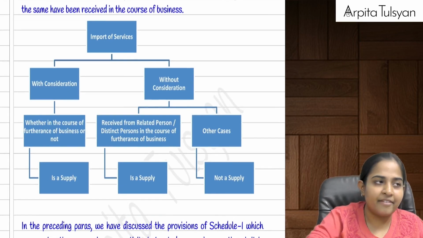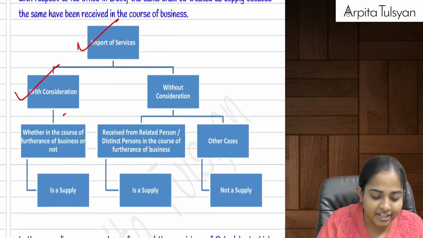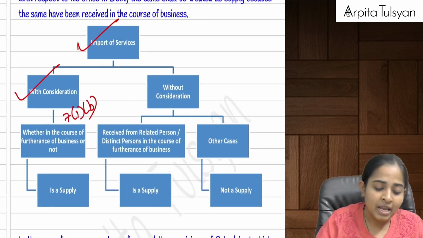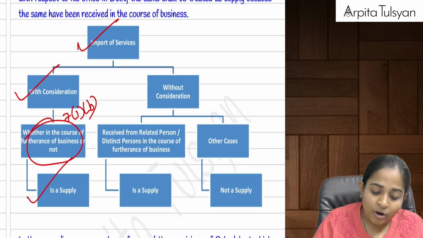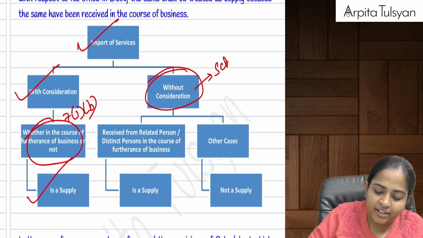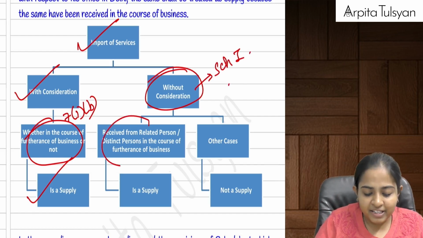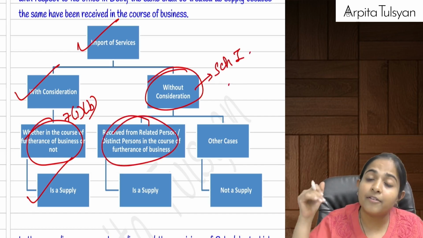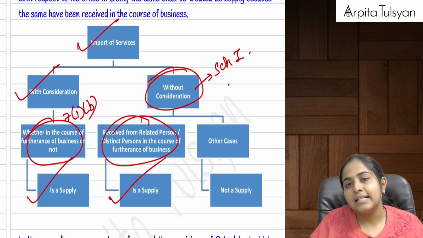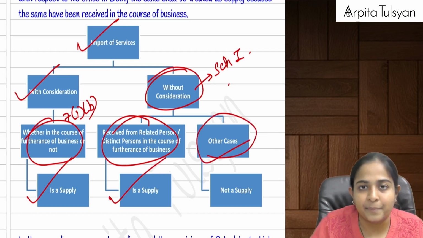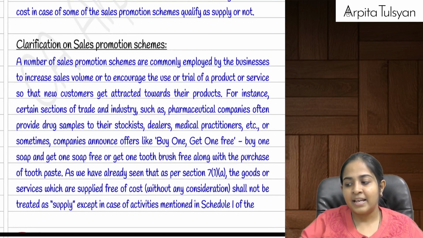Yes, see everyone, the conclusion. Import of services with consideration, meaning we are talking about section number 7(1)(b), can be for personal purpose or for business purpose. It was considered as a supply. But if I am importing it without consideration, we are talking about schedule number 1. If it is received from a related person or my distinct person from outside India in the course of business, then it will be considered as a supply. If I am receiving it from any other person, then it will not be considered as a supply. Are you clear till here, everyone?